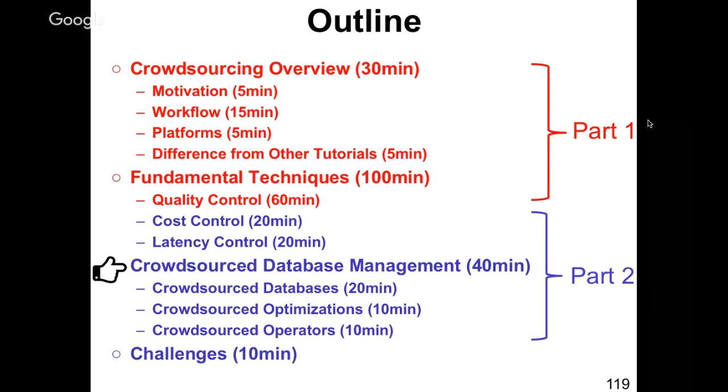Okay. So it is my part to introduce crowdsourced database management. My talk has 2 goals. The first one is I will let you know what these crowdsourcing database systems look like. And the second goal is how the quality control, cost control, and latency control techniques are applied in the existing crowdsourcing database systems. Okay, my name is Ju Fan, and I come from Renmin University of China.